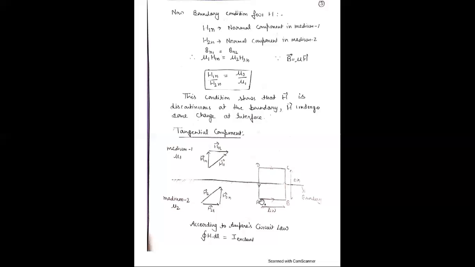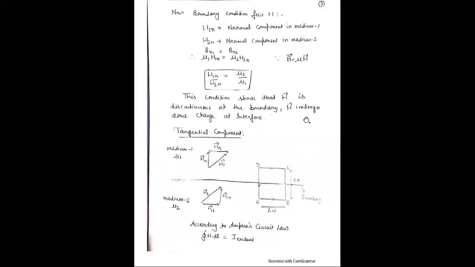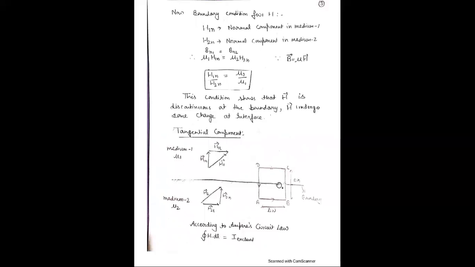Okay. From A to B, this is the tangential component of H, H2t, and the dl is delta W. Therefore, we have used H2t delta W, plus from B to C. Half portion lies in medium 2 and half portion lies in medium 1. And here this is the normal component of H.